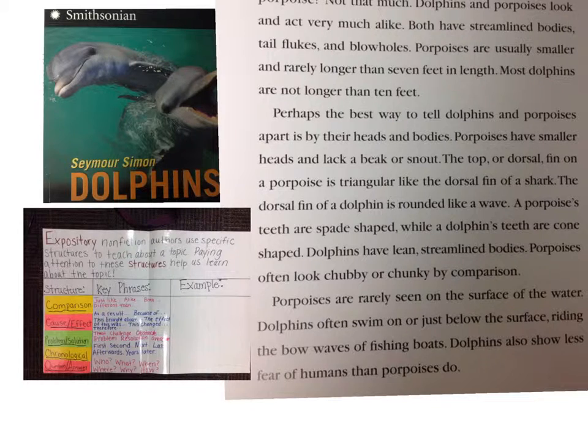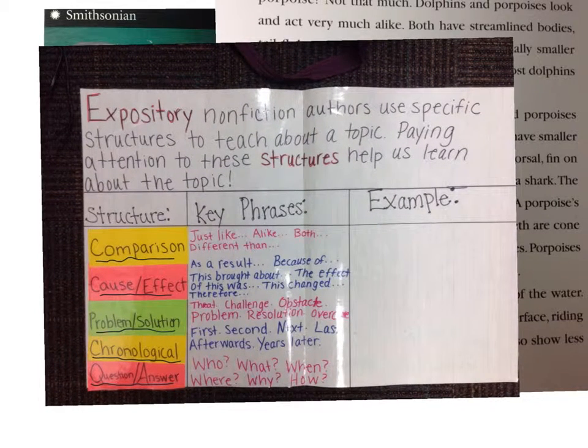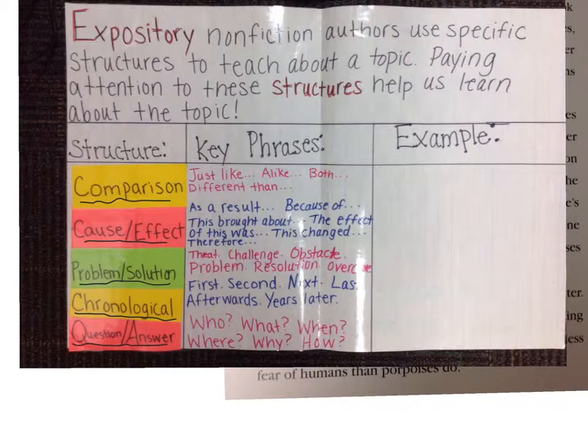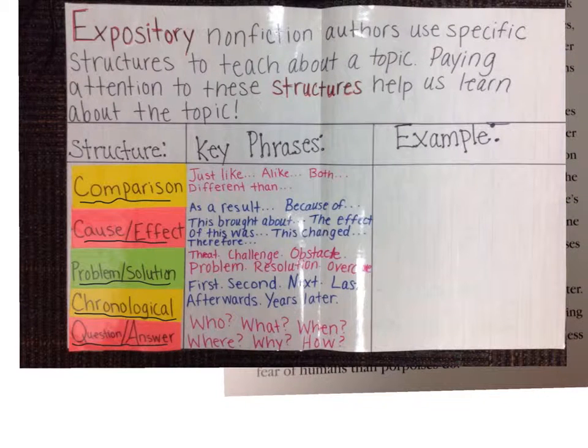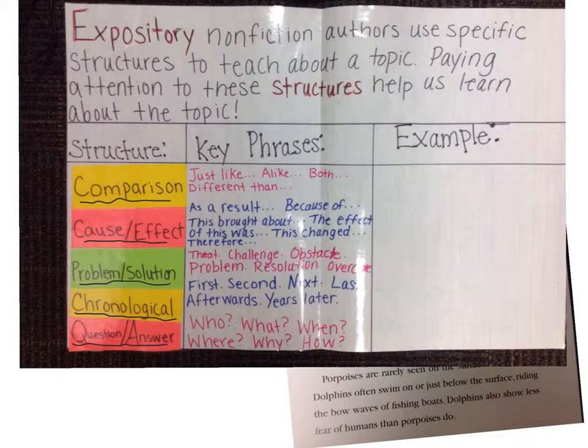Turn and talk with your partner right now about which of these text structures fit this text. Readers, when I initially looked at this text, I was thinking that it might be question and answer because it starts with a question. But as I read further, I realized that it is compare and contrast. I saw that the author used words like both and different than.